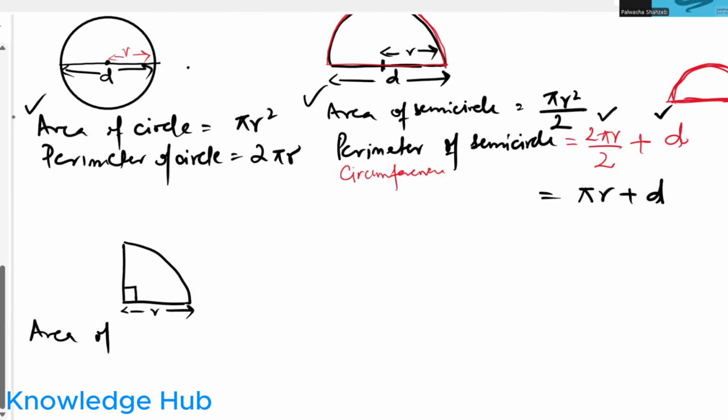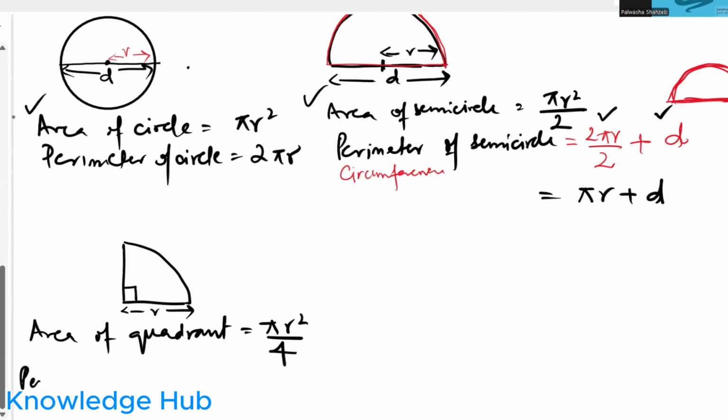So, the area of a quadrant would be pi r square over 4, right? Area is basically very easy. Just keep the area of a circle in your mind, that is pi r square. If it's a semicircle, that is pi r square over 2. If it's a quadrant, that is pi r square over 4.